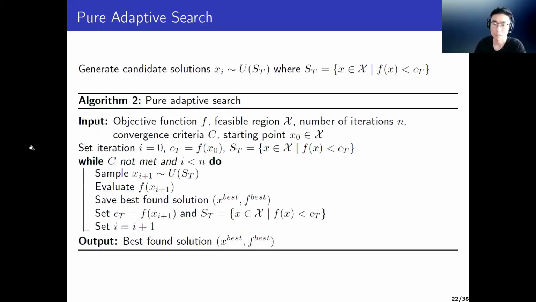The pure adaptive search algorithm is a natural variation of the pure random search. We define this level set S_T that contains all the points X such that the values of the objective function evaluated at these points are less than the threshold C_T. So instead of uniformly sampling from the feasible region X, the pure adaptive search algorithm samples from the improving level set S_T, where the threshold C_T is set to the objective function value of the current point. So basically, pure adaptive search generates a series of solutions with strictly monotonic decrease in objective function value. And the rest of the algorithm is the same as the pure random search.